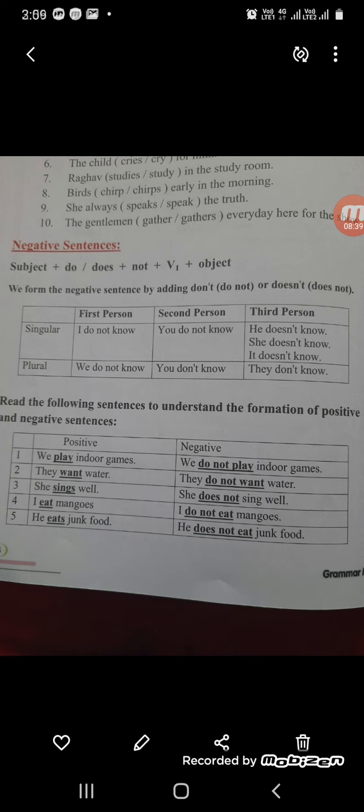Suppose we play indoor games. What will be its negative? We do not play indoor games. They want water. Negative, they do not want water. She sings well. Negative, she does not sing well. I eat mangoes. Negative, I do not eat mangoes. He eats junk food. He does not eat junk food. So have you understood? The negative form means saying no to everything. Whatever you say yes to, that is the positive form. When you say no, it is the negative form.